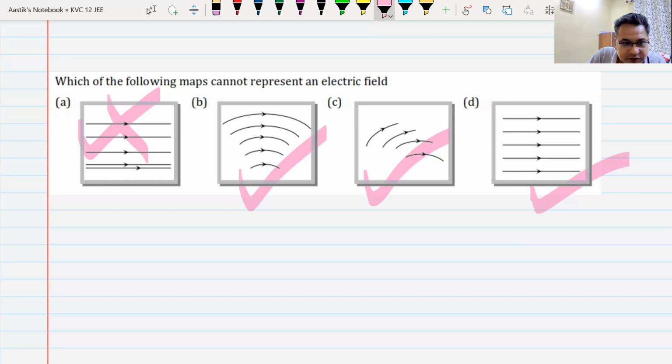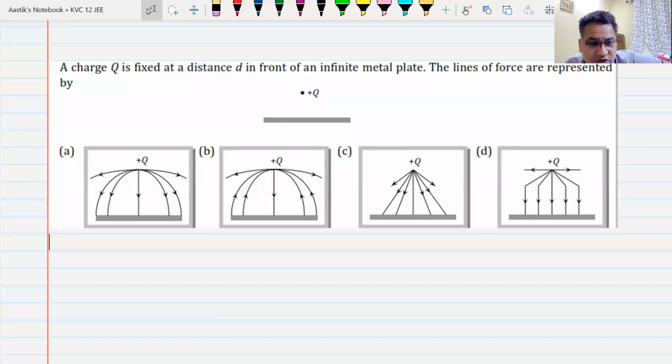This one is again one of the popular questions, even though it is not a part of your curriculum. The conducting plate is not a part of your curriculum, but electric field lines can be traced. A charge Q is fixed at a distance of d from an infinite metal plate. The lines of force are represented by which diagram?